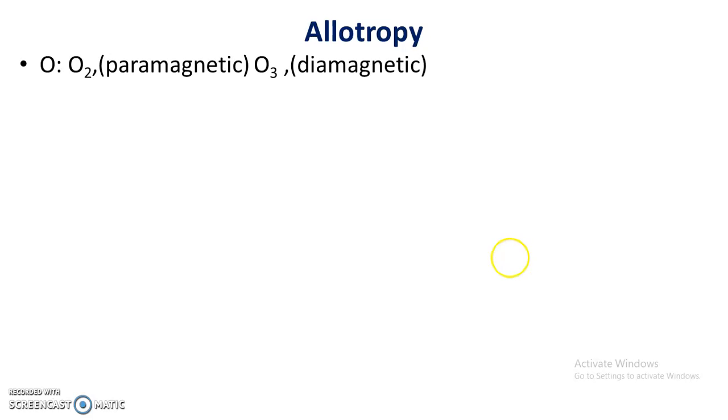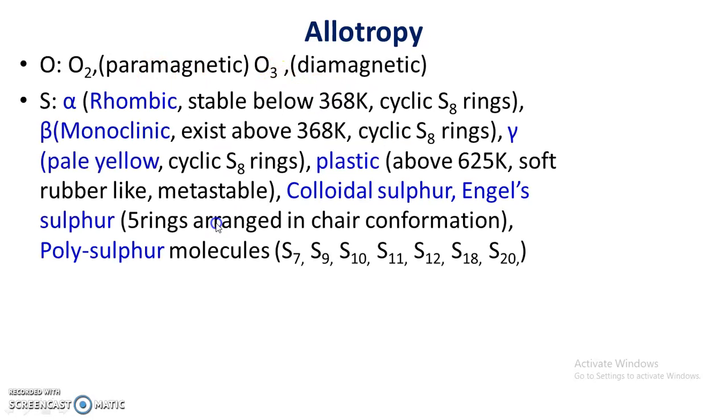Now the next important point is allotropy of various elements of group 16. Allotropy means the phenomenon of elements having different physical forms. Some elements exist in different physical forms. These are called allotropes. Oxygen exists in 2 allotropic forms, O2 and O3, that is dioxygen and ozone. Dioxygen is paramagnetic, ozone is diamagnetic.